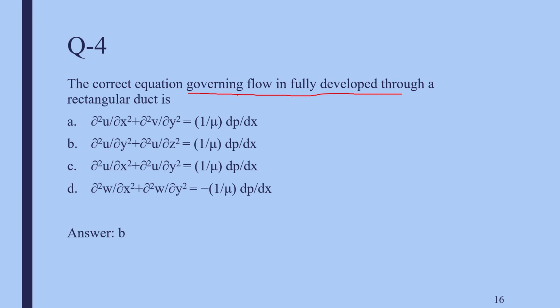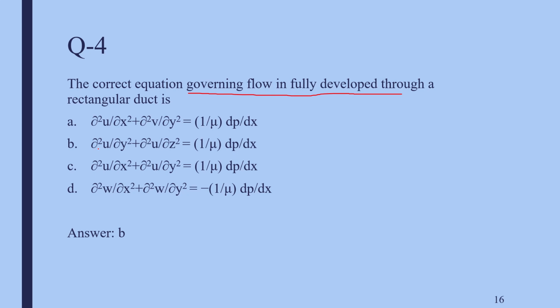The correct equation governing flow in a fully developed flow through a rectangular duct is... So we need to identify which of the following is the correct equation representing the fully developed flow through the rectangular duct. Option A: ∂²u/∂x² + ∂²v/∂y² = (1/μ) dp/dx.